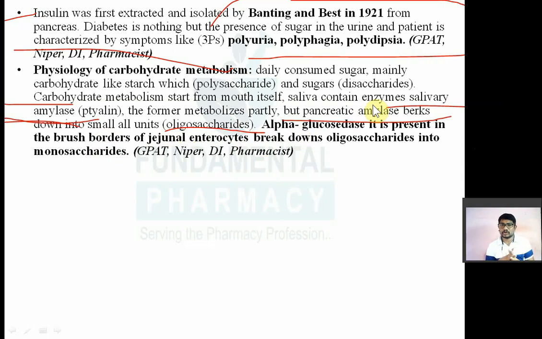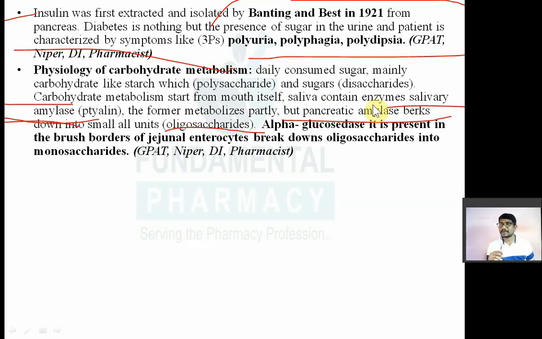Now this oligosaccharide is present in your intestine. Now there is another enzyme in the intestine known as alpha glucosidase. Alpha glucosidase is the enzyme present in the brush borders of jejunal enterocytes. So jejunum is the area of your intestine, jejunum, ileum. Jejunal enterocytes means jejunum intestine cells. So there is one enzyme known as alpha glucosidase, present in the jejunal enterocytes.